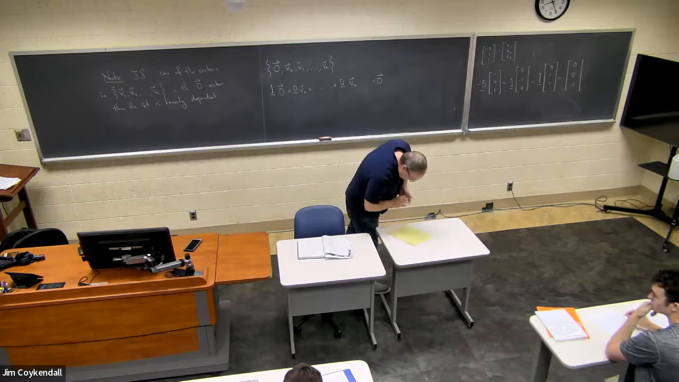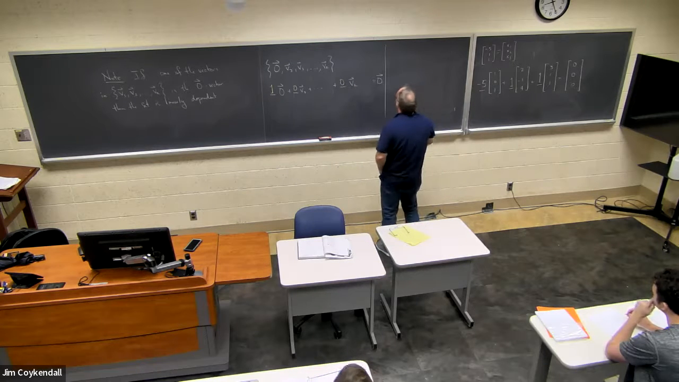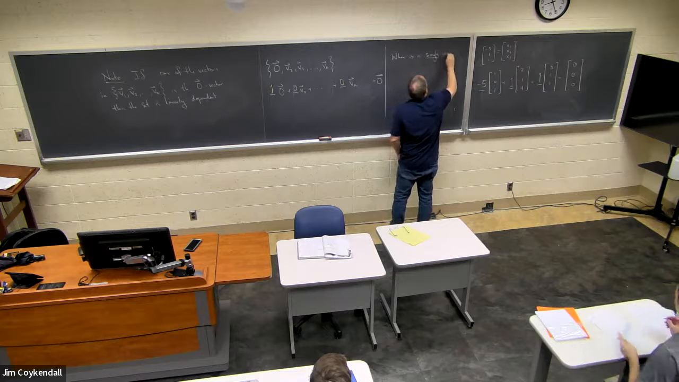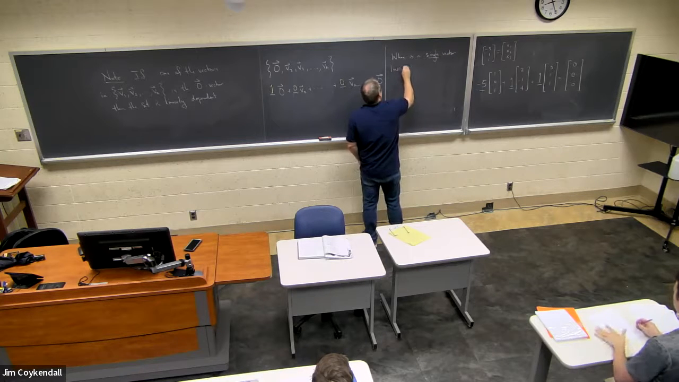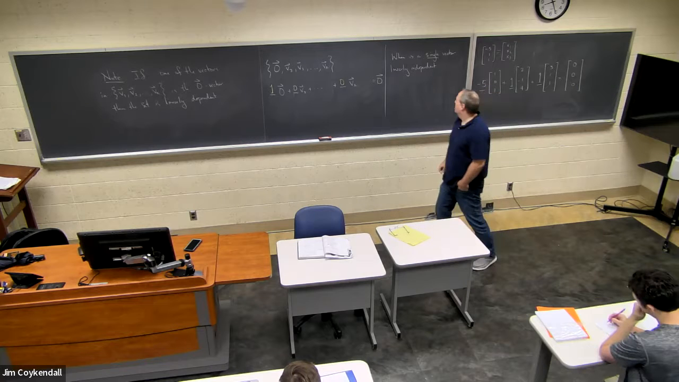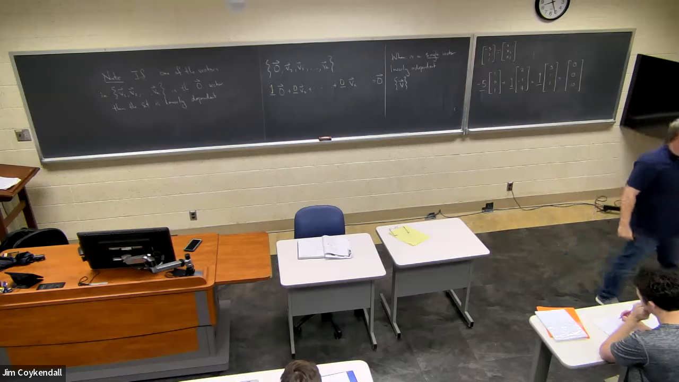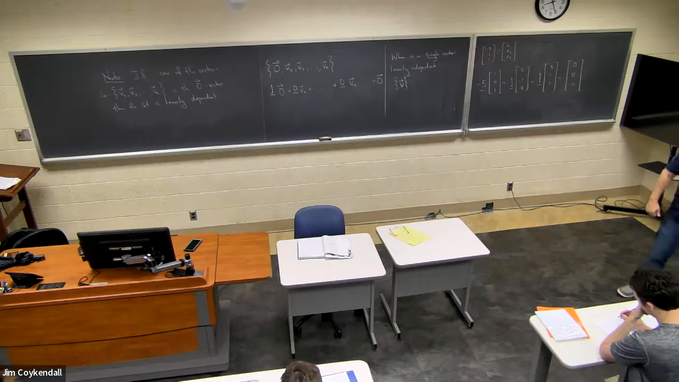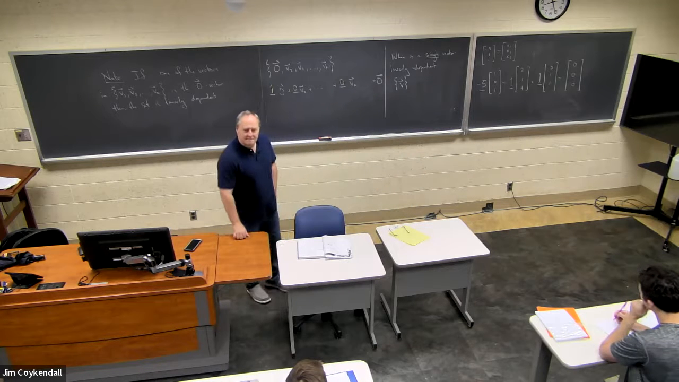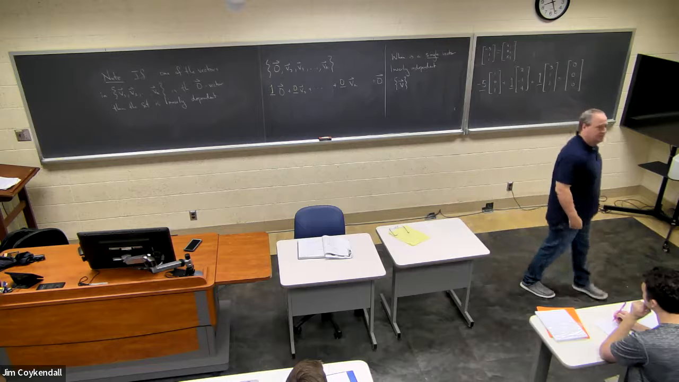Okay, so let me ask this. I'm going to do the first two cases of this, and then I'm going to give you a theorem to tie everything together. When is a set linearly independent? These sets of vectors can be of any size. So suppose I just have v. When is that linearly independent? Is it always except when it's zero? That is correct.